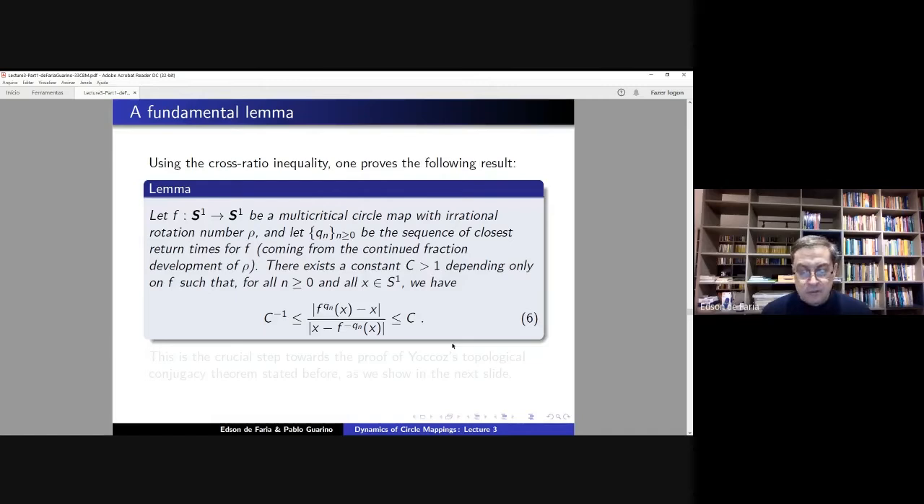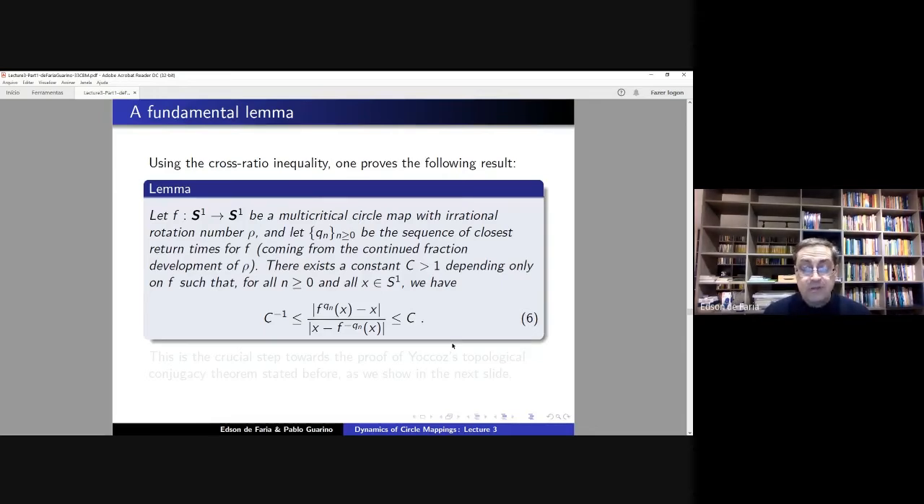So there is the situation where you have X, you have FQN of X on one side and F minus Qn of X on the other side of X. So X is sitting in the middle between F minus Qn of X and FQN of X. And this inequality is saying that the ratio of these two intervals determined by these 3 points is bounded above and below by some constant, C greater than 1, C and C inverse, okay?